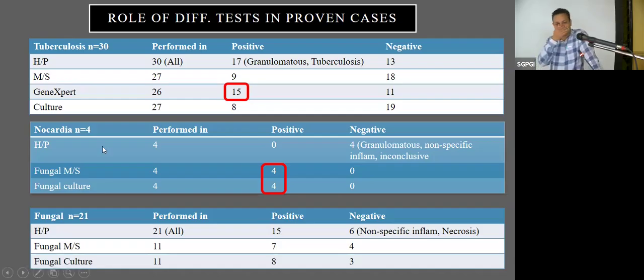In Nocardia cases, all these cases were picked up on fungal microscopy and culture. So we had 4 cases, and in all these 4 cases, Nocardia was picked up and reported in the fungal culture report. In the fungal infections, again, in 21 patients histopathology was performed, and in 15 cases we had a positive report, and it was reported as fungal infection. In 6 cases, it was reported as non-specific inflammation or necrosis. In 11 cases, microscopy and culture were performed, and in 7 and 8 cases respectively, they were reported as positive, while in a few cases they were reported as negative.